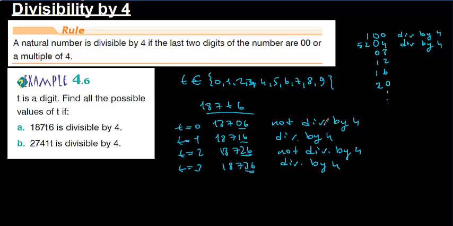As you see, when t is equal to 0 or an even number, it is not divisible. When it is an odd number, it is divisible. So the t values are going to be 1, 3, 5, 7, and 9. As I explained before, t cannot be greater than 9 because it is a digit, and the maximum digit value is 9.